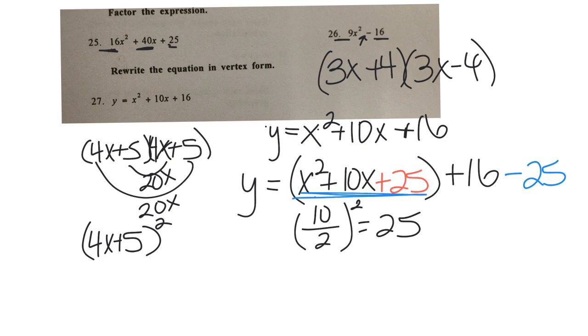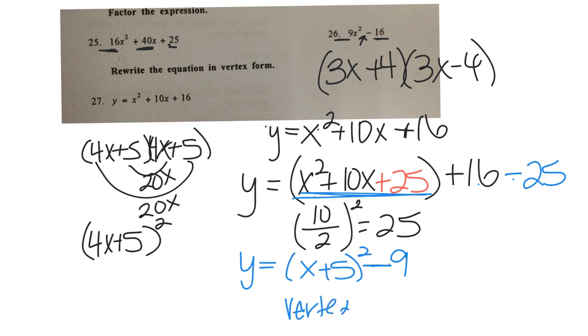Then I'm going to factor this, y equals x plus 5 squared. And then 16 minus 25 is negative 9, so minus 9. And it is done. There's my vertex form, y equals x plus 5 squared minus 9. And my vertex, if you're asked for it, is negative 5, negative 9.